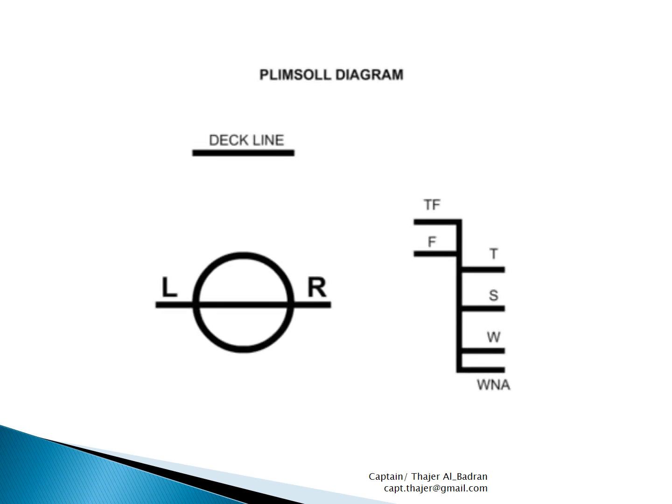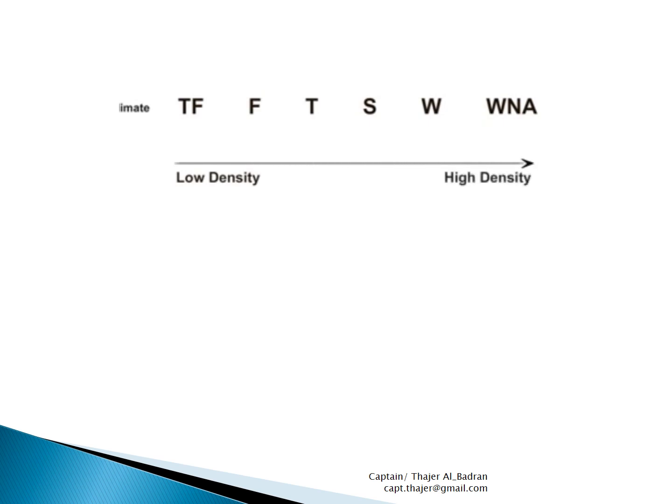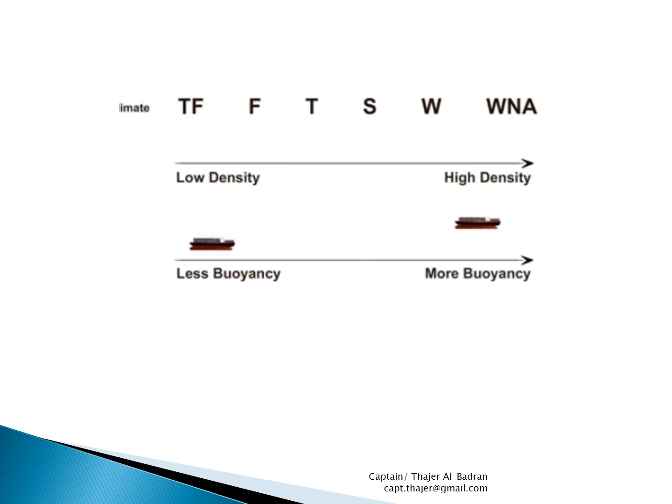There are many load line marks for different densities of water or different sea climates. It is important to know that the higher the density of water, the stronger the upward buoyant force. The order from less dense water to high dense water is as shown. This means one can load more cargo in dense water.